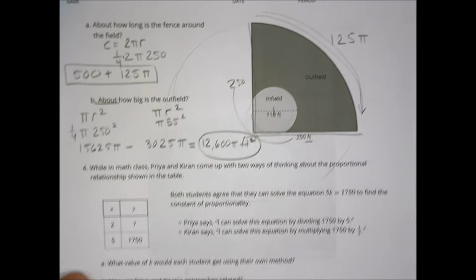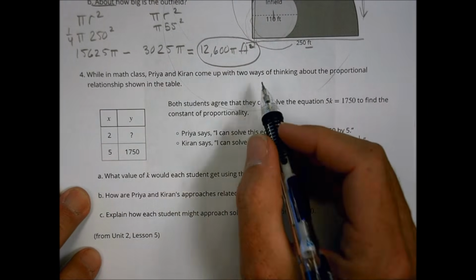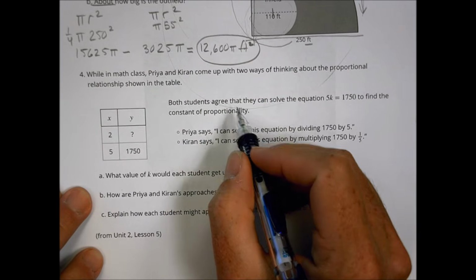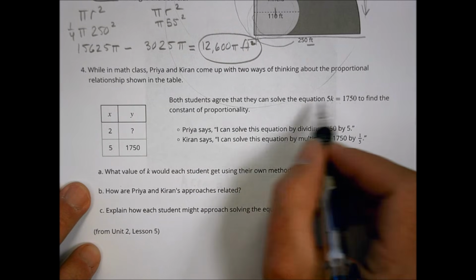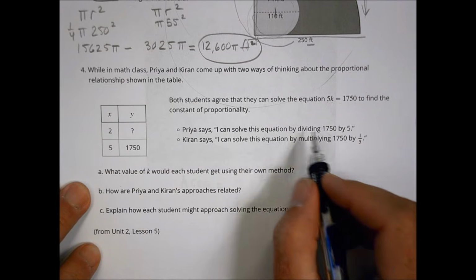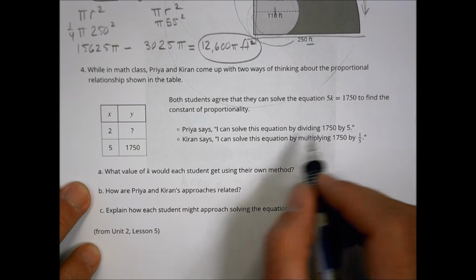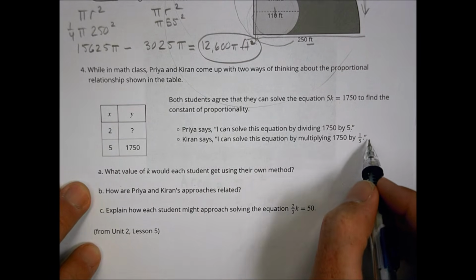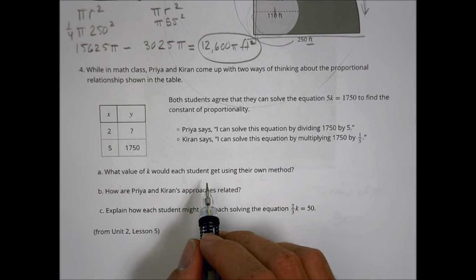Let's look at number 4. While in math class, Priya and Kieran came up with 2 ways of thinking about the proportional relationship in the table. Both students agree that they can solve the equation 5k equals 1750 to find the constant of proportionality. Priya says I can solve it by dividing 1750 by 5. The other one says I can solve it by multiplying 1750 by 1 over 5. So what value of k would each student get using their own method? What's the value of k that they would get?